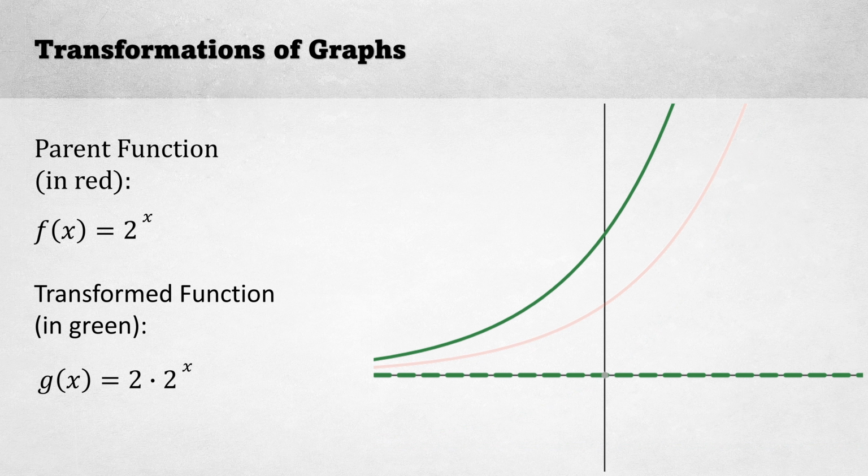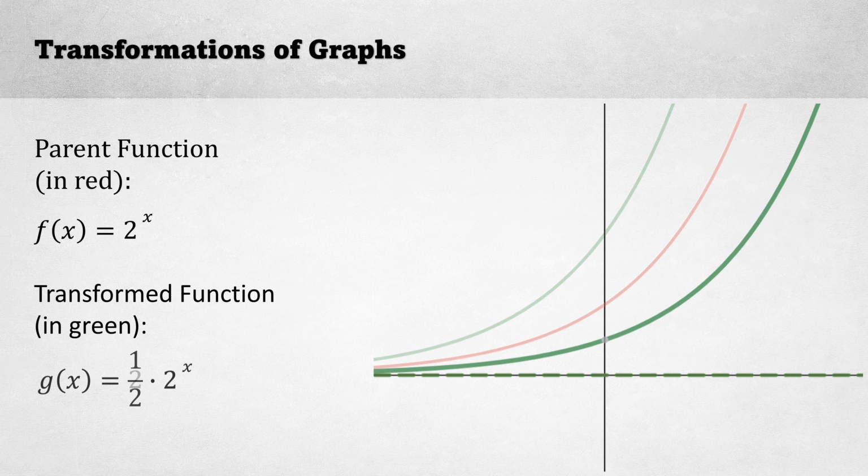The transformed function g of x equals 2 times 2 to the x is the graph of f of x stretched vertically by a factor of 2. It looks taller. The transformed function g of x equals 1/2 times 2 to the x is the graph of f of x stretched vertically by a factor of 1/2.